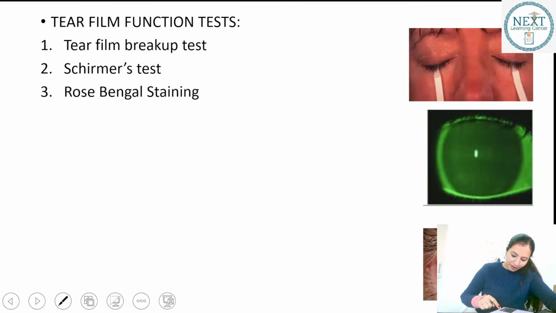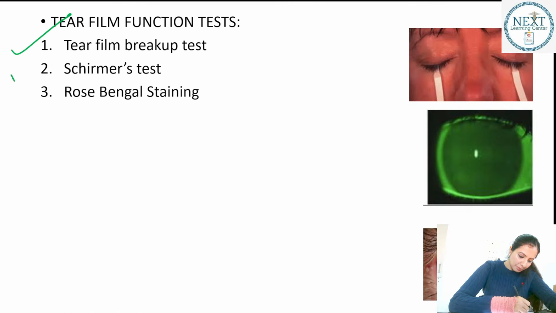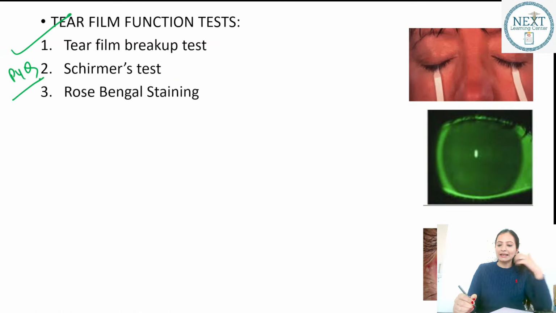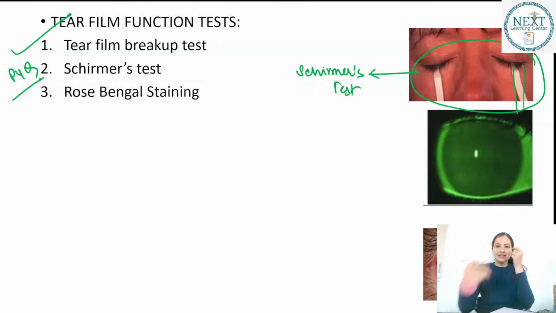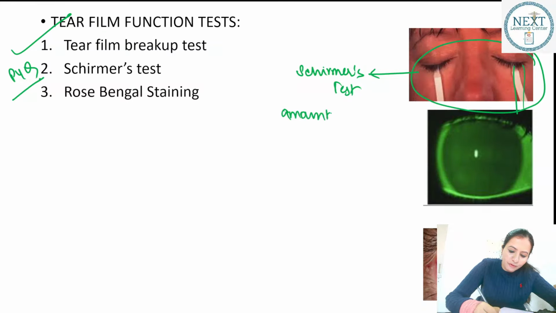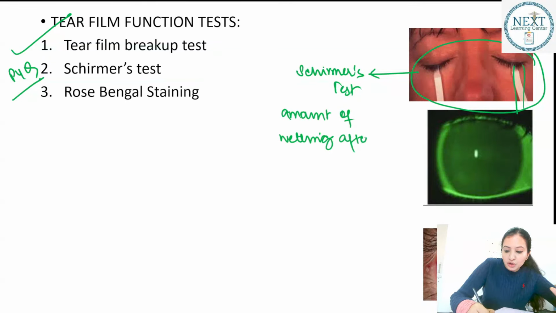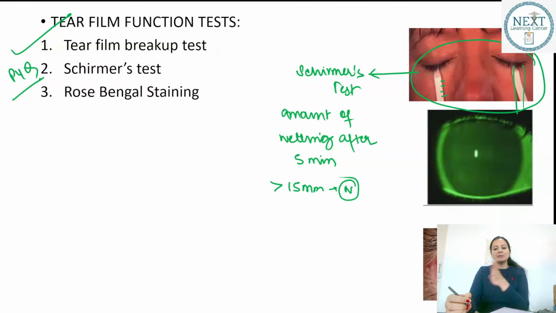Talking about tear film function tests, again it is a previous year question that has been repeatedly asked. This is what you call Schirmer's test. So what are you doing in this? You are placing two strips here on the eyelid, and you look for the amount of wetting that has occurred in 5 minutes. Normally this wetting has to be more than 15 mm on this strip. That is normal. Anything less than 15 mm is suggestive of dry eye.